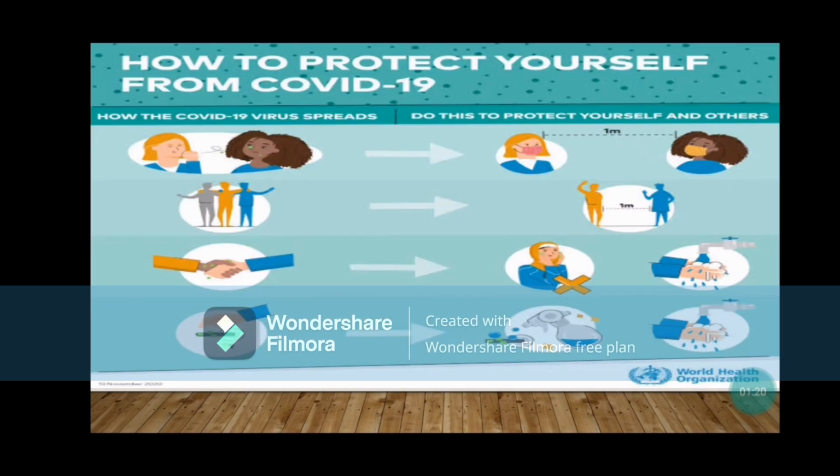Let's have a look at this picture. This tells how the COVID-19 virus spreads. When we are in contact with other people, it starts spreading. Grouping also spreads it. So there must be a distance of 1 meter between two people. Stop shaking hands with people. Then wash your hands and face and skin repeatedly. Start using hand sanitizers. All these things were the basic preventive measures at that time.